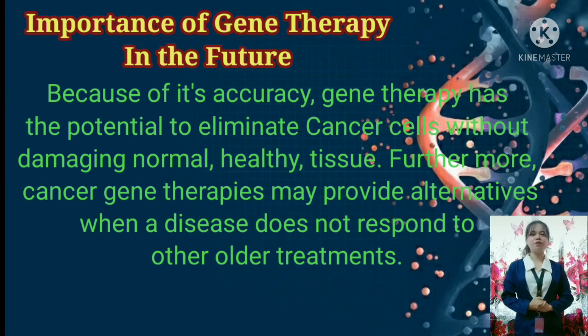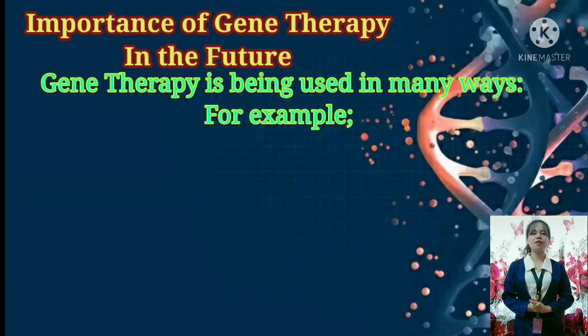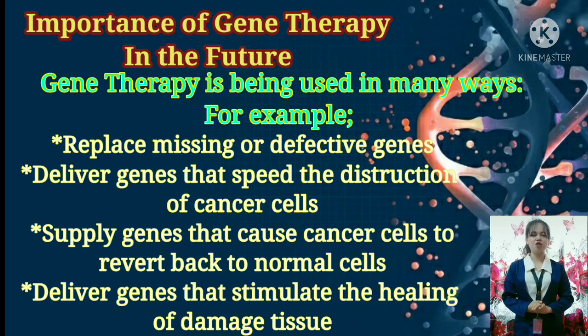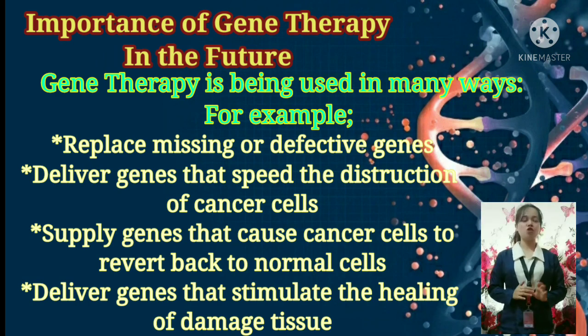Because of its accuracy, gene therapy has the potential to eliminate cancer cells without damaging normal, healthy tissue. Furthermore, cancer gene therapies may provide alternatives when a disease does not respond to other older treatments. Gene therapy is being used in many ways. Say for instance, replace missing or defective genes. Another, deliver genes that speed the destruction of cancer cells. Another one is supply genes that cause cancer cells to revert back to normal cells and deliver genes that stimulate the healing of damaged tissue.